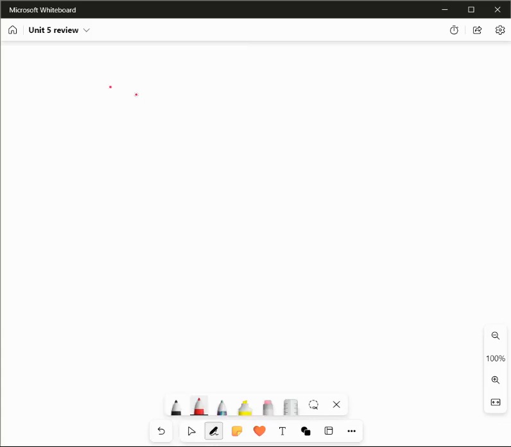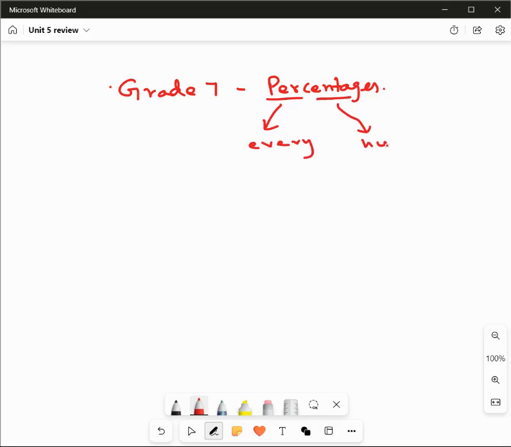Welcome everyone. Unit 5 study guide, or we can say review, grade 7, percentages. So you can say that percent means per, every, and cent means 100. This is the reason we call it a percent. Percent means per 100, for every 100. That's what we're looking at here.